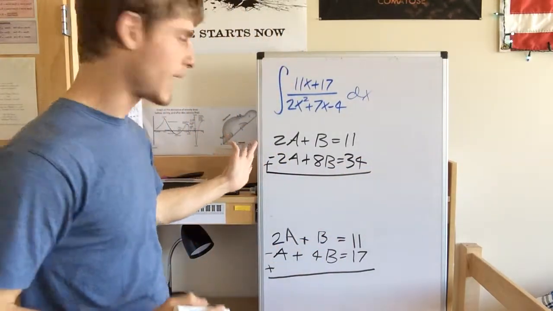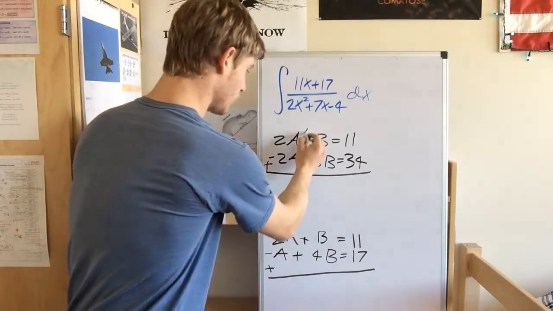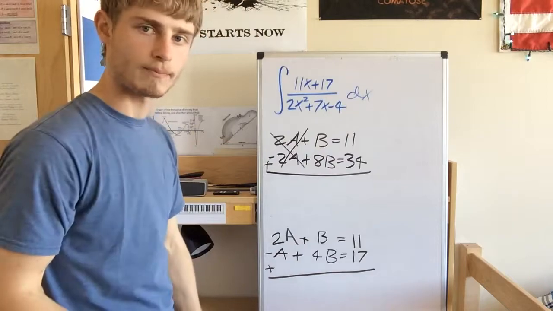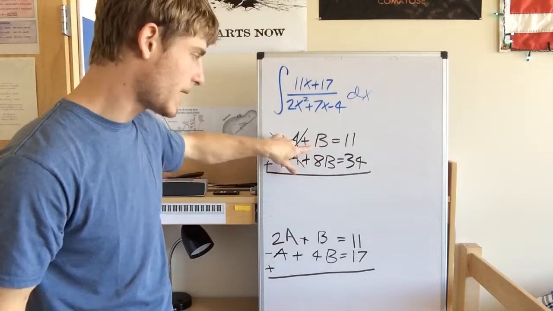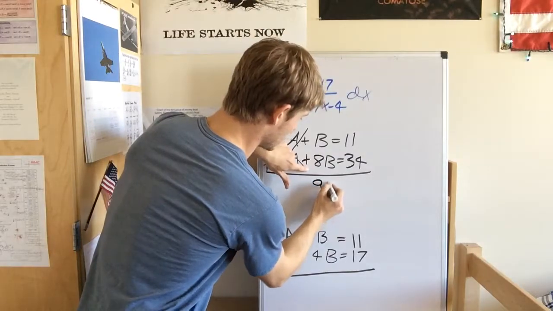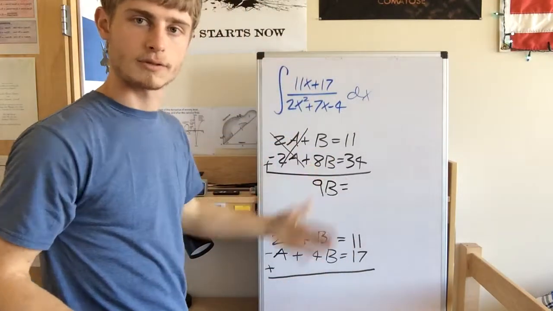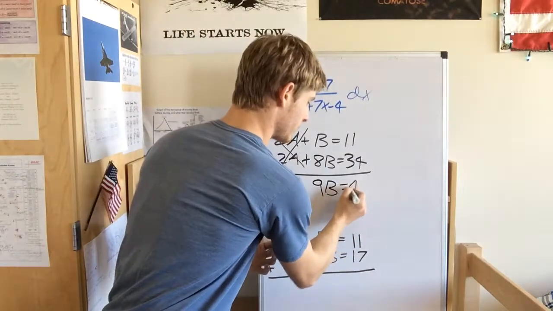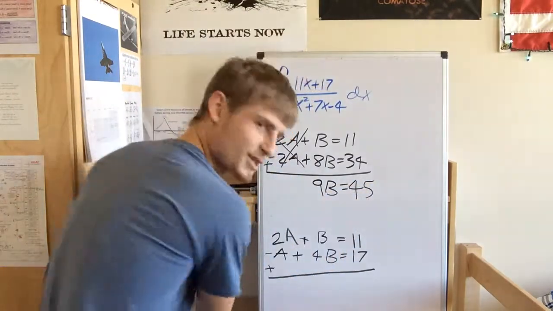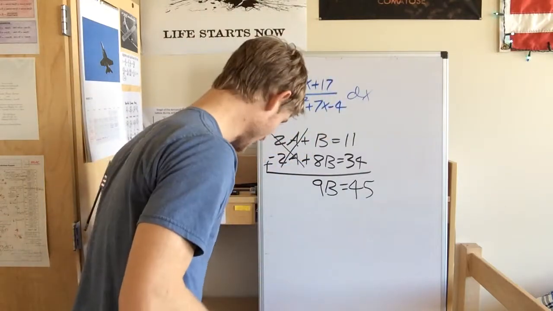What happens when we add 2a to negative 2a? It goes away. So that whole term goes away. Now all we have is b plus 8b. Well, that's 9b. So we have 9b equals, what's 34 plus 11? It's 45. So we have 45. See where we're going with this? I love this.